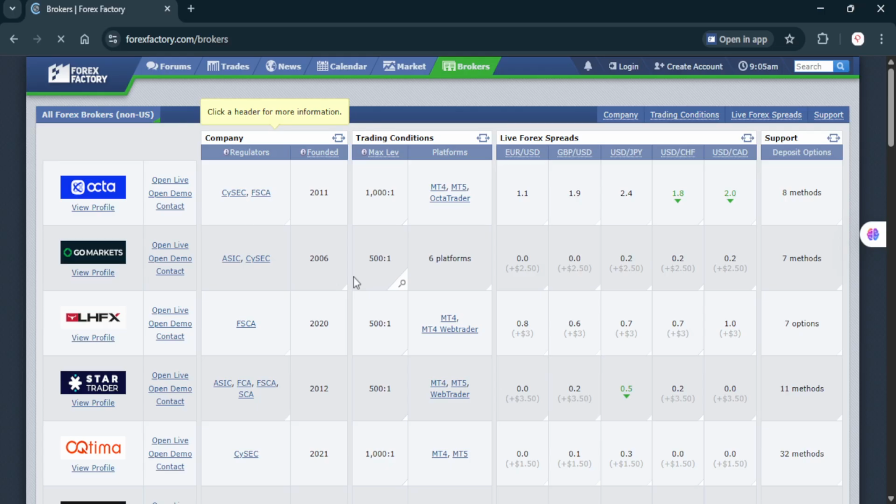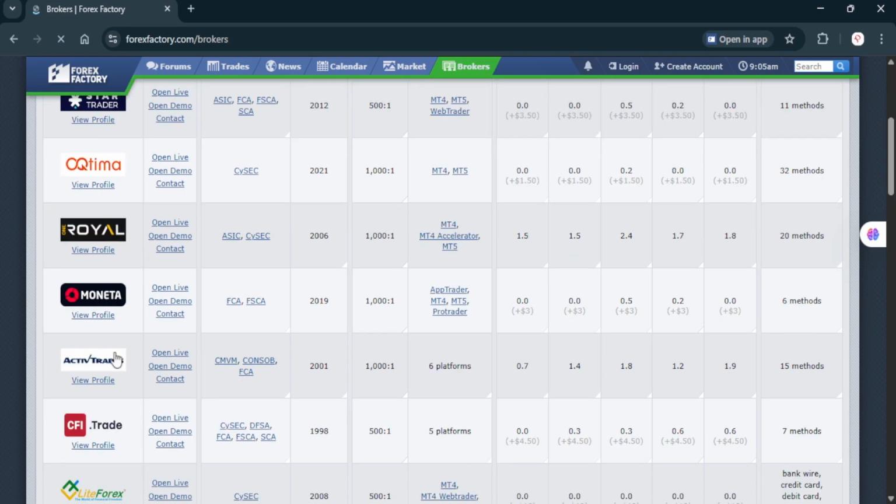All right, so that doesn't mean that any broker that you don't see here is not globally registered. All right, that's why you need to make your own due diligence about them.